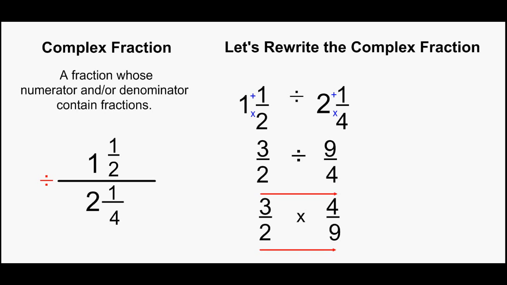Now we write our first fraction, 3/2, as it is. We change the division to multiplication and write the second fraction as its reciprocal, 4/9. Now multiply straight across. 3 times 4 is 12. 2 times 9 is 18. We have 12/18, which can be reduced to 2/3.